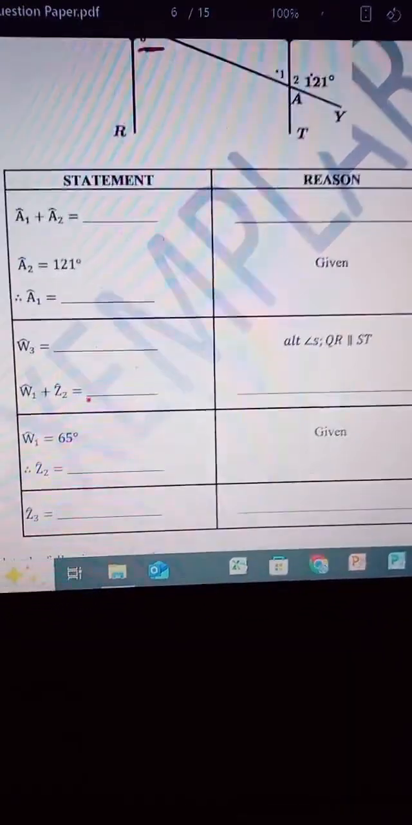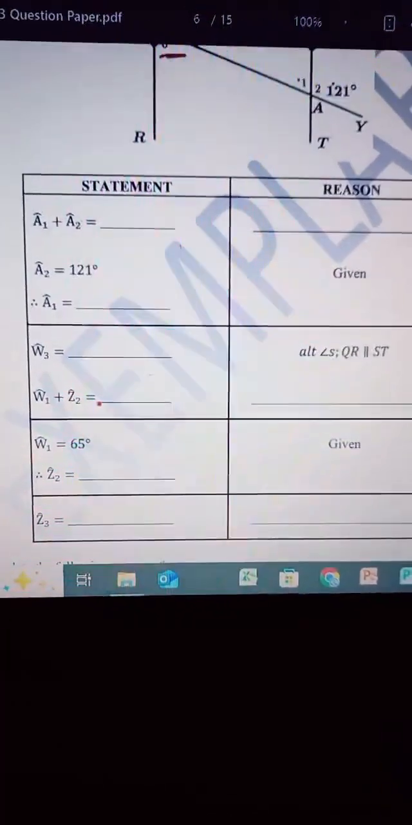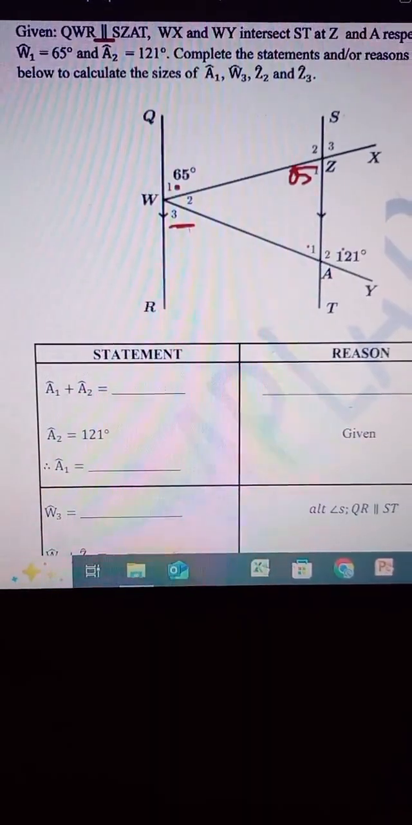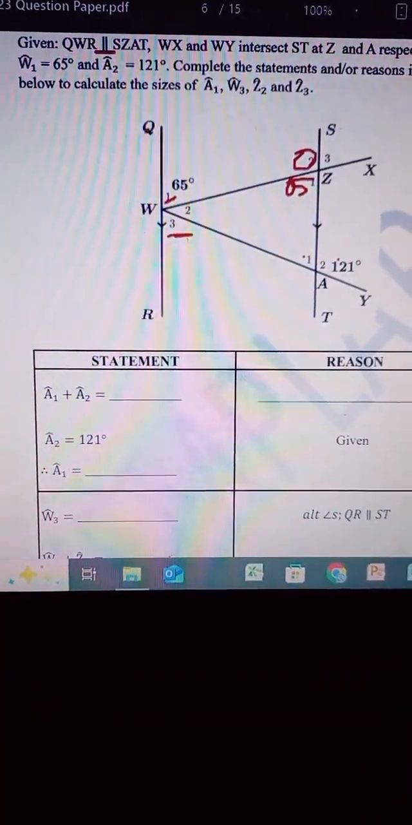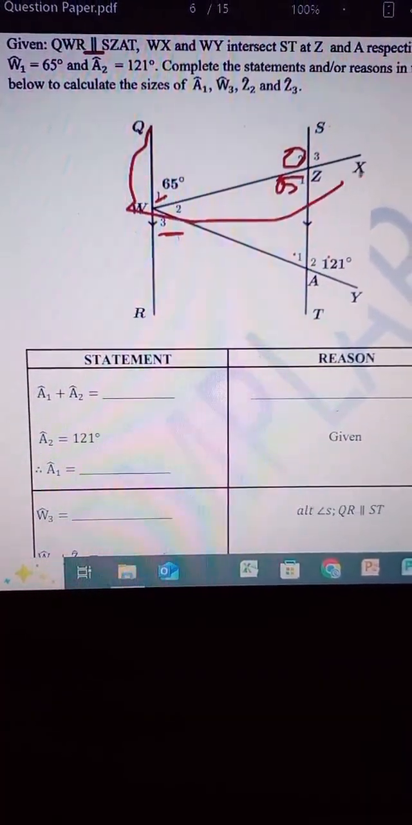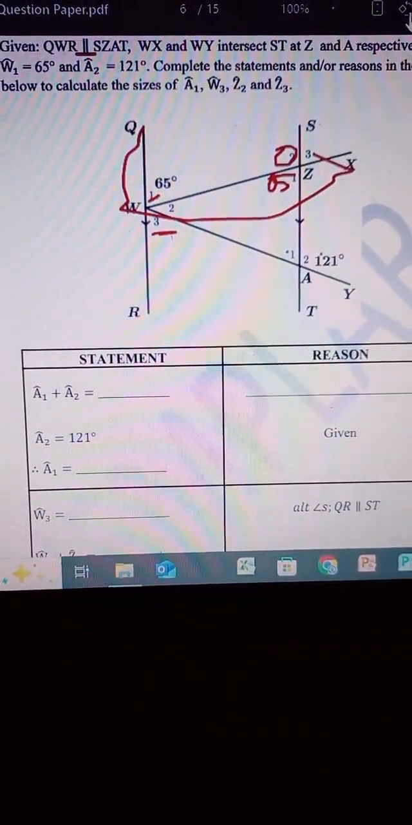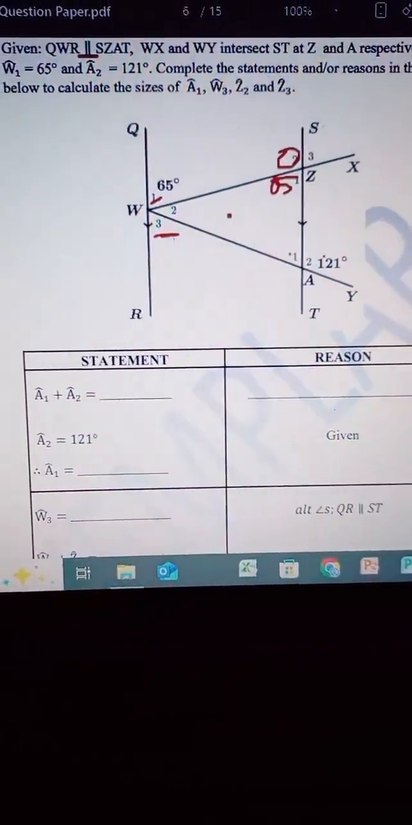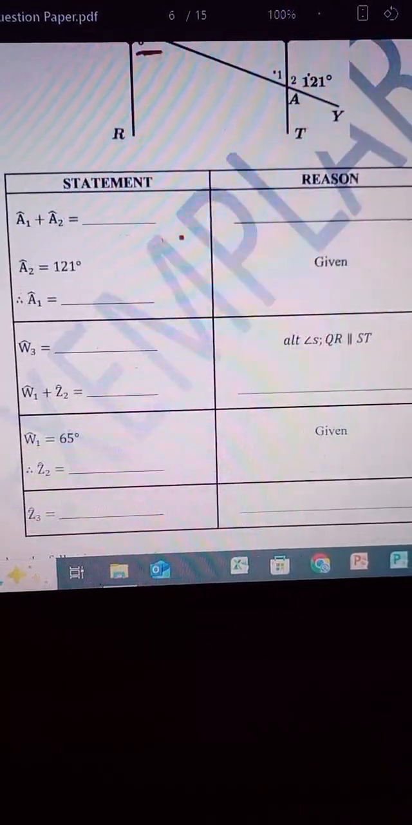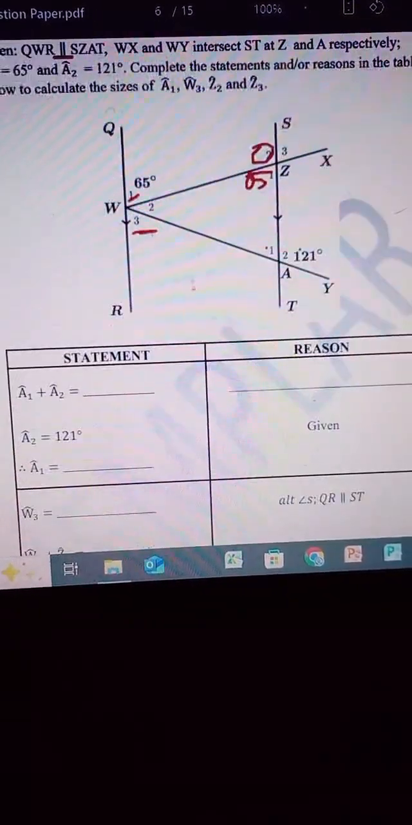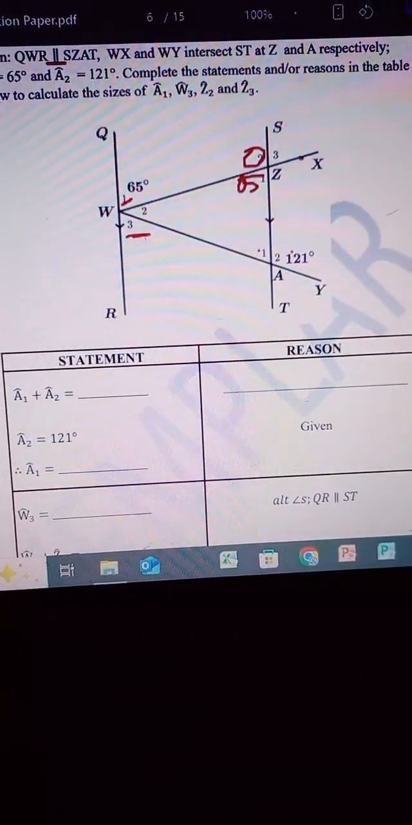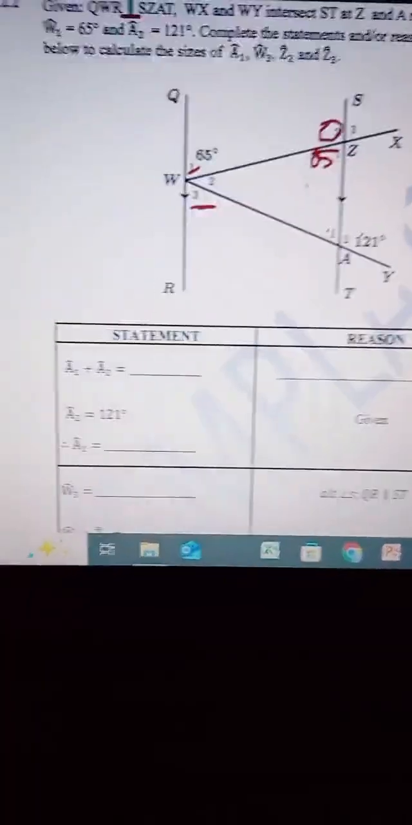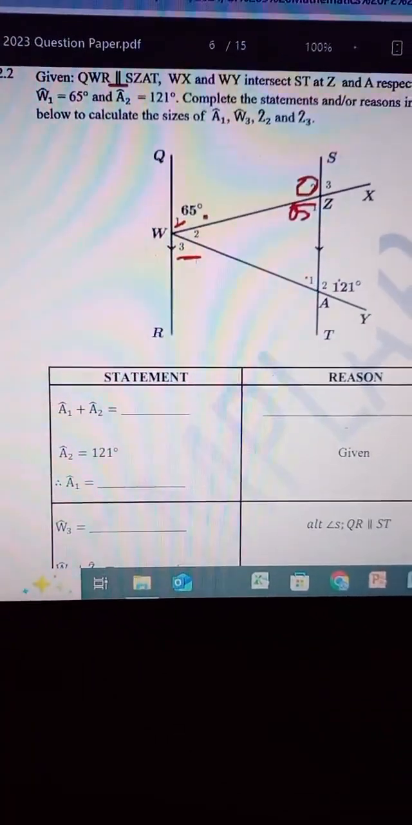W1 plus what? W1 plus Z2. You see, they add up to 180. There is a U here, there is a U there. So literally it's co-interior angles. W1 is equal to 65. Z2 is equal to what? Z2, we did it. Co-interior angles, 180 minus 65. So it won't be difficult at all.